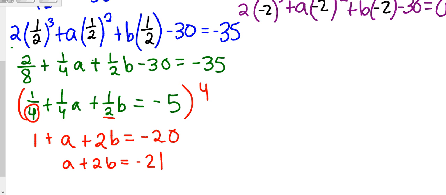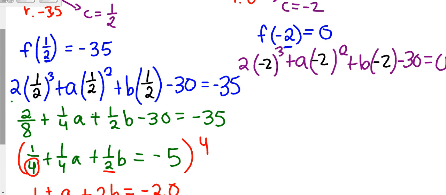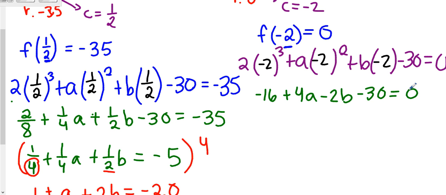Now let's go back over to our purple equation where we plugged in negative 2. So we're going to solve out all of that just like we did the other one. Negative 2 cubed is negative 8 times 2 is negative 16, plus negative 2 squared is 4a. B times negative 2 is negative 2b, minus 30 equals 0. Then we have negative 16 and negative 30. We're going to add both of those, so add 30, add 16. That'll give you a positive 46 over here, and we have 4a minus 2b over here.